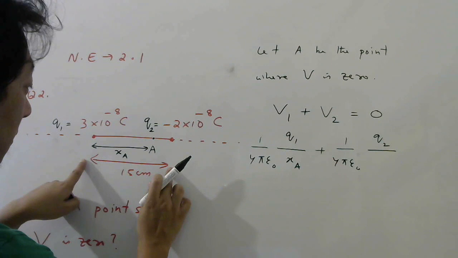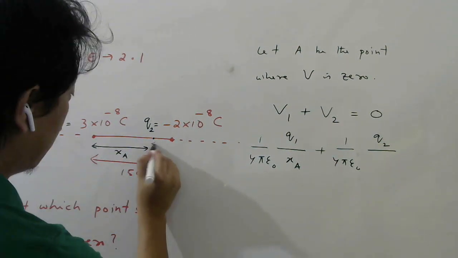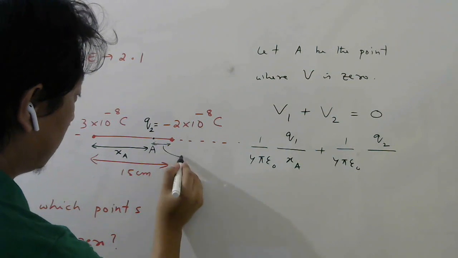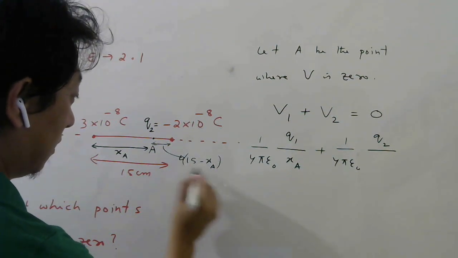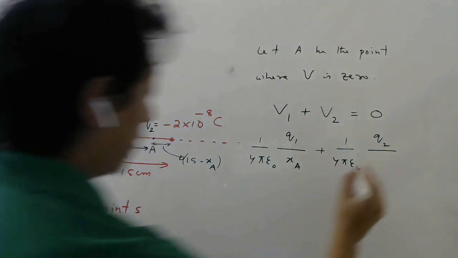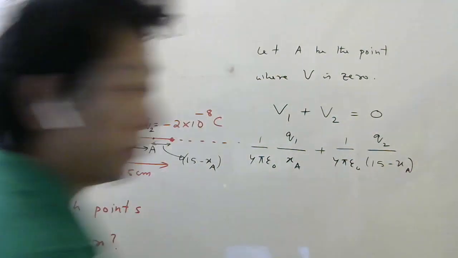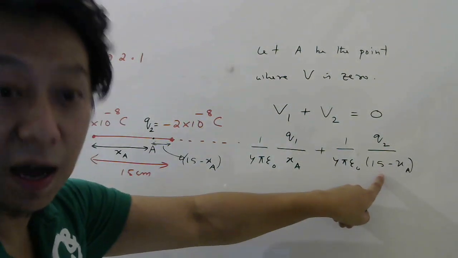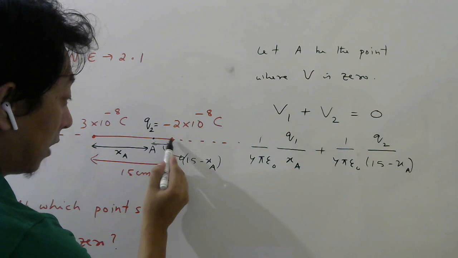Now this is 15. Understand this carefully. This is 15, this is XA. So what will be this distance? This will be 15 minus XA. Okay, in centimeter it will be. So 15 minus XA. I hope all of you understood. Whatever we write here is R, no? But what is R, students? Distance between the source charge and the point.